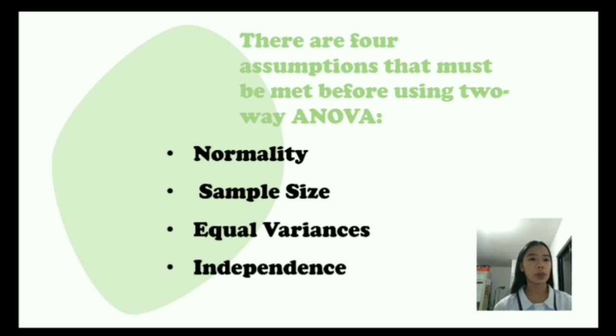There are four assumptions that must be met before using two-way ANOVA. First is the normality. Observations from the sample population are normally distributed. Second is the sample size. The number of observations must be the same for each group. Third is the equal variances. The variances for each group are equal. And lastly is the independence, which is the observations in each group are independent.